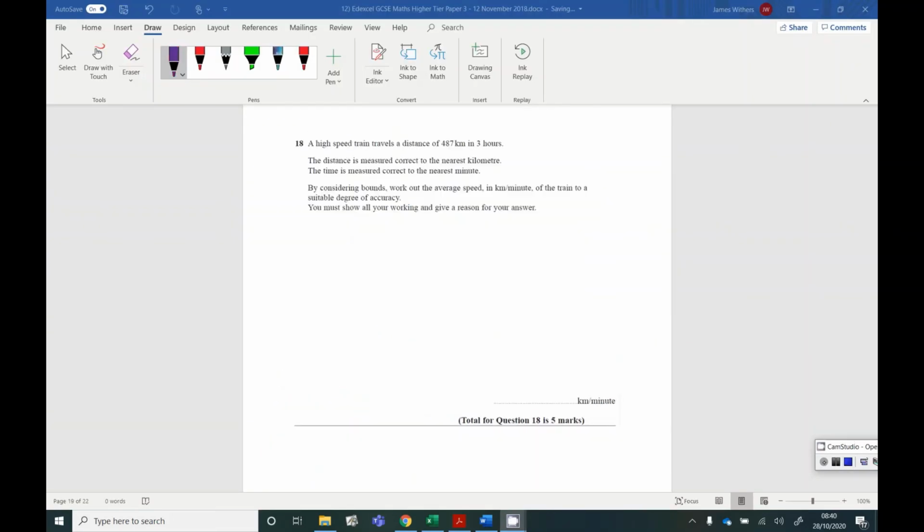Question 18. So the question asks us to consider bounds and to give our answer to a suitable degree of accuracy. So we have to start off by working out the upper bound and the lower bound for speed. Now we can see that we're being asked to work this all out in kilometers per minute. So let's just gather our thoughts. So our opening statement is telling us that we're doing 487 kilometers in 3 hours, which is 180 minutes. So we're dealing with kilometers and minutes like the question asks.